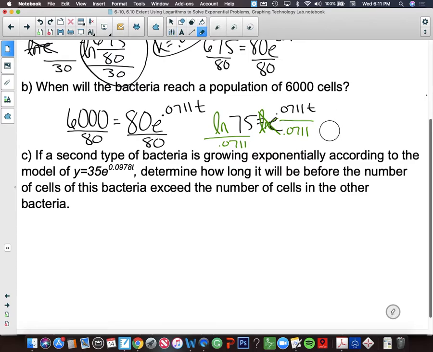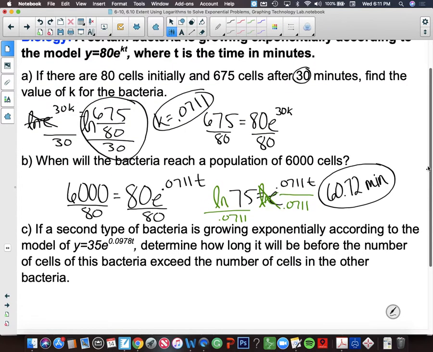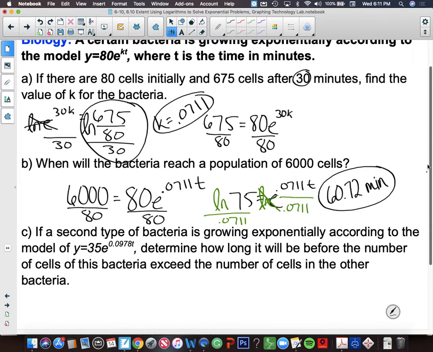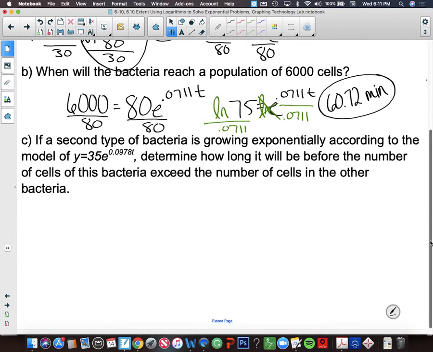Okay? These are going to be problems that are similar to the ones on your test. And this is in minutes. So we're doing this in minutes, so we have to pay attention to our labels. You have to make sure that you put your labels at the end. The K value doesn't really have a label because it's a rate, but we have to make sure that we write the correct labels on other things that need it. Okay, so 60.72 minutes.